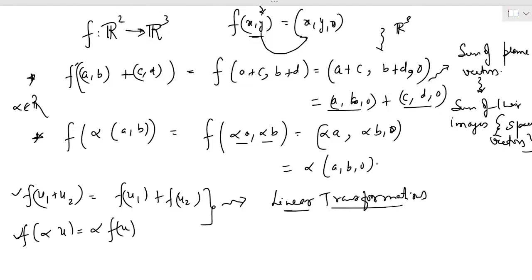And the other one is, what did I supply here? If I write a comma b, basically I'm writing a vector. So it is a i cap plus b j cap kind of thing. So you can say that a line in R square has been mapped to a line in R cube now. Is that clear? So this is a i cap plus b j cap plus c k cap.